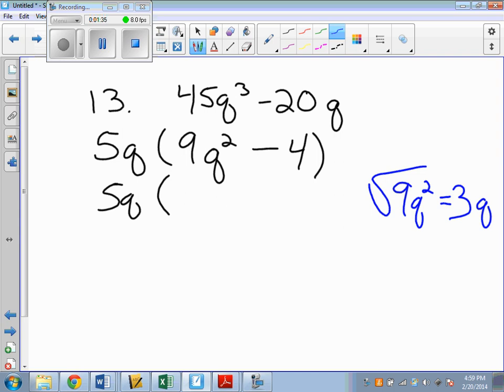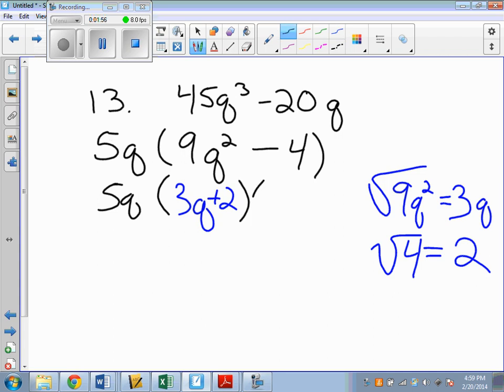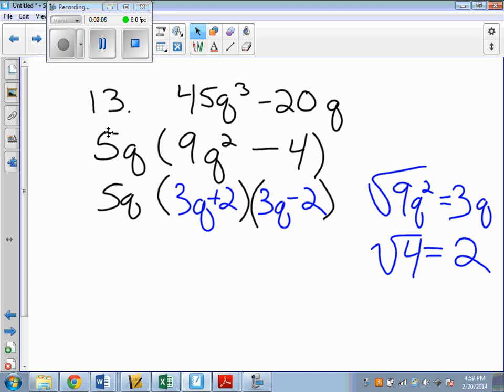So I've got 3q is the square root of 9q squared, and then the square root of 4 is equal to 2. So I can factor 9q squared minus 4 into 3q plus 2 times 3q minus 2. And that is as factored as it can be. So that's 13 completely factored.